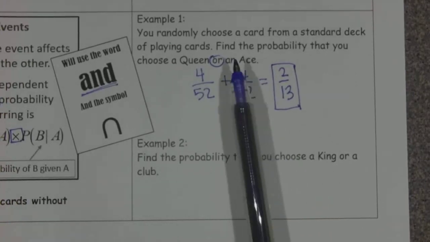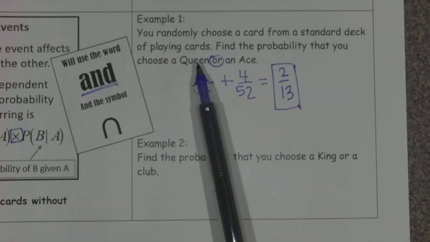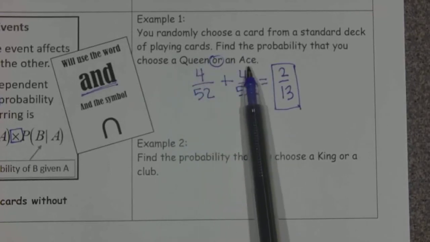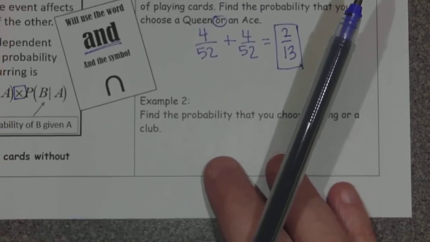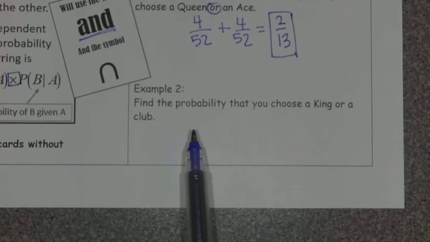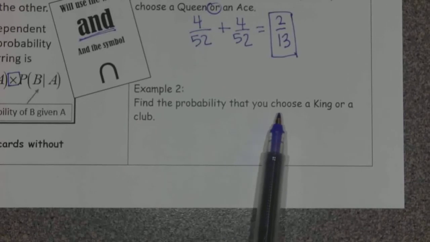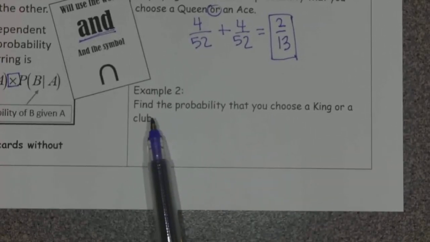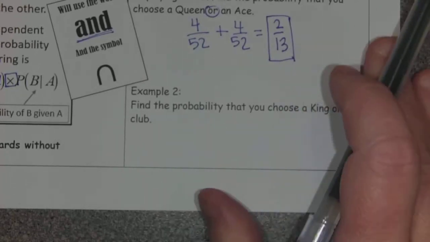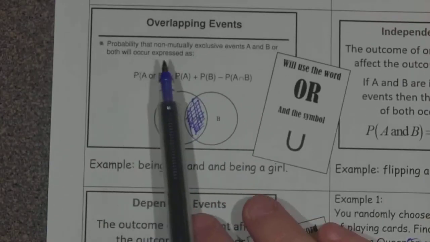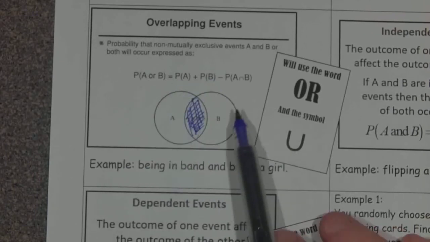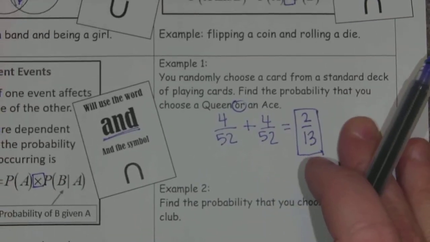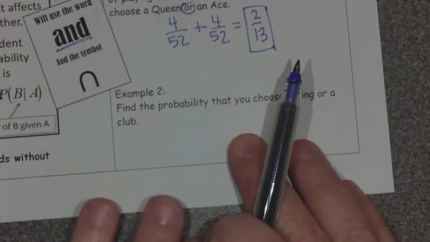Okay, questions on how I did that? Now I want to point out for just a minute on this example that these were mutually exclusive because I can't have a queen that's also an ace. But when I read this next example, it's not going to be that way. Find the probability that you choose a king or a club. Don't we have a king that is a club though? So do you see how that would be this part right here where we're going to add the two probabilities together and then subtract out the probability of the overlap of it happening together, okay?